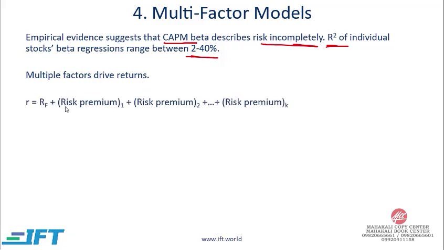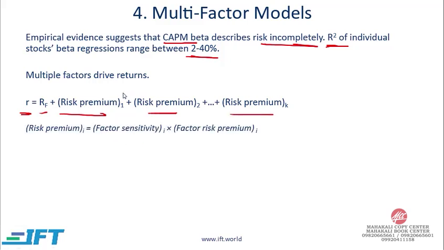So when we talk about multi-factor models, we are saying that the required return is the risk-free rate plus several different risk premiums. And what do we mean by a risk premium? This first risk premium is a product of a factor sensitivity and factor risk premium.